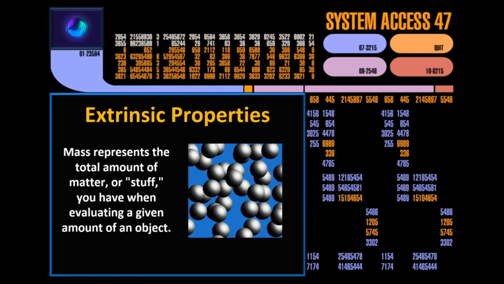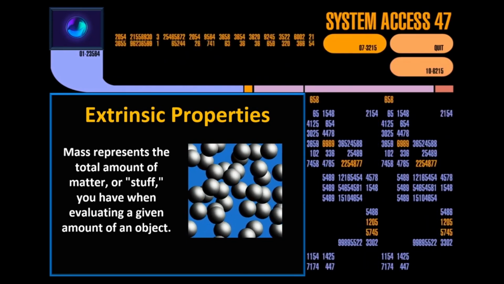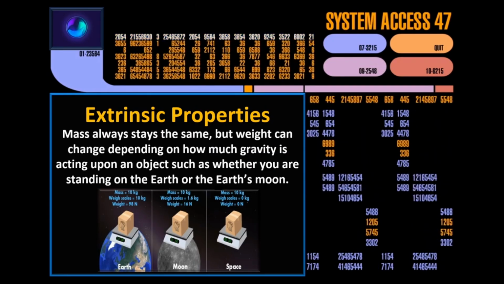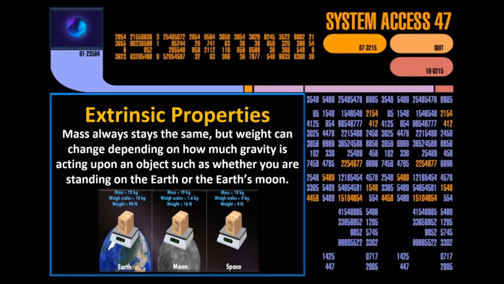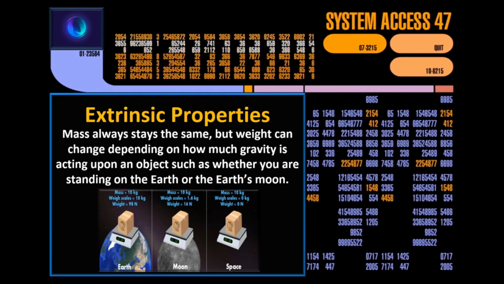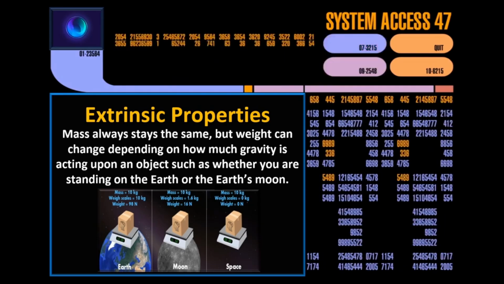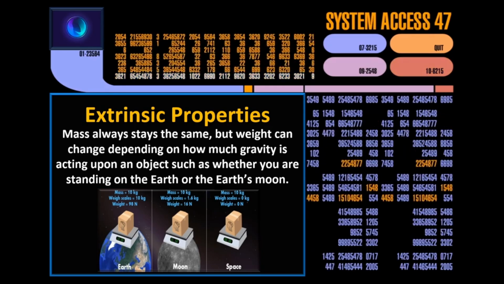Mass represents the total amount of matter or stuff you have when evaluating a given amount of an object. This is not to be confused with weight, which involves the force of gravity on an object. Mass always stays the same, but weight can change depending on how gravity is acting upon an object, such as whether you are standing on the Earth or the Moon.